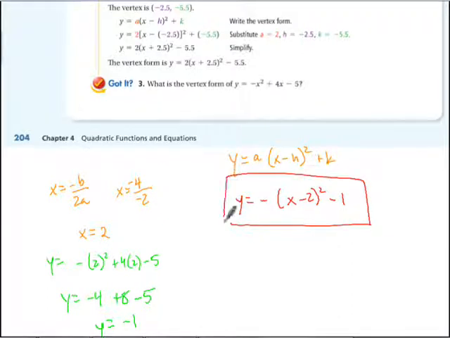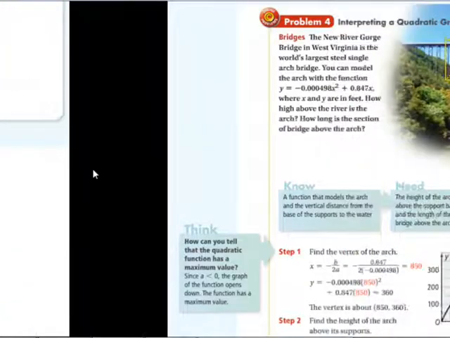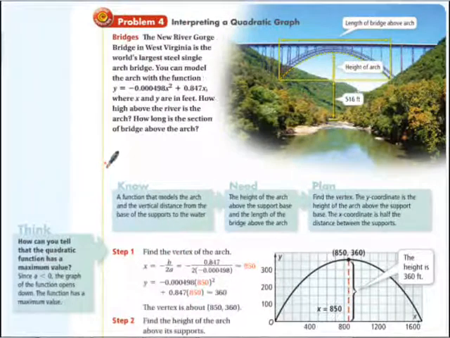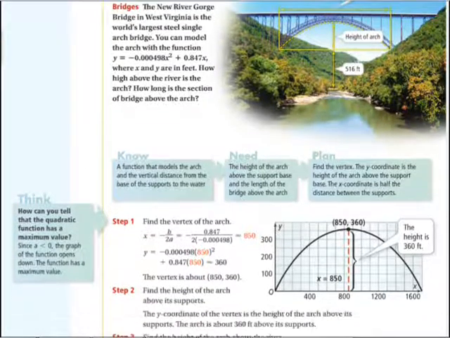So now I've transformed standard form to vertex form. And really the big thing that you have to know is this: x equals negative b over 2a. That gives you the line of symmetry, or the x value, the x point of the vertex, all sorts of stuff. Interpreting a quadratic graph looks a lot harder than it is.